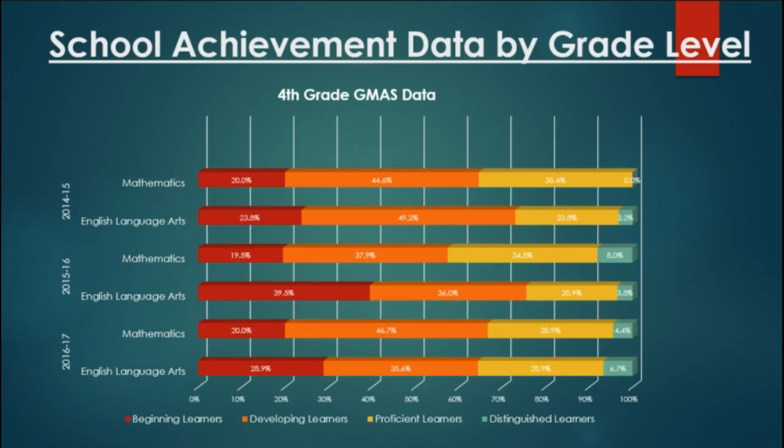The first area that my eye normally goes to is the distinguished and proficient learners. Since 2014-15, the percentage of students performing in the distinguished area has increased for math and language arts, although the percentage of students performing at the beginning learner level has increased since 2014 for language arts.